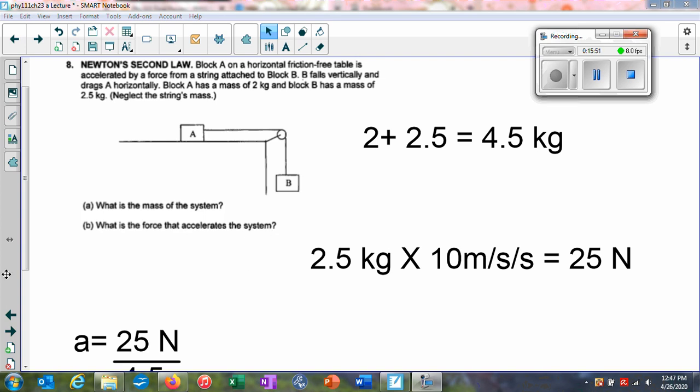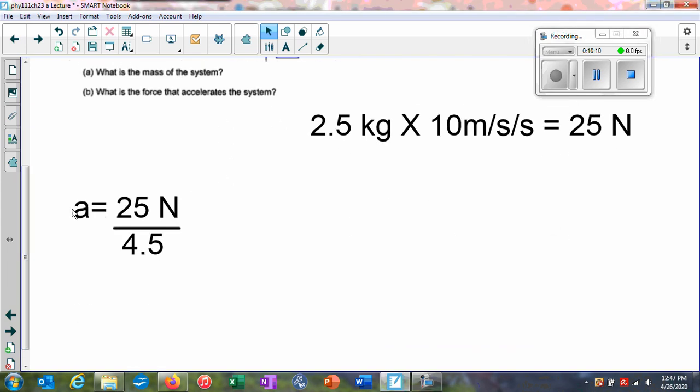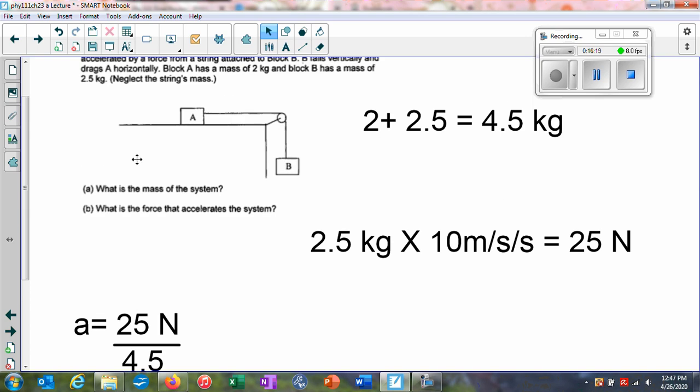Further, if I wanted to know the acceleration of the entire system, this is not falling as quickly because it's dragging this. This is not moving as quickly as it would if it were in free fall, right? So hopefully we can see that. So acceleration would be the force, 25 newtons of force accelerating this system, divided by the mass, and I will leave you to solve that on your own.